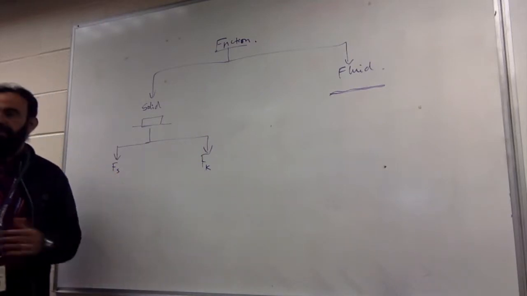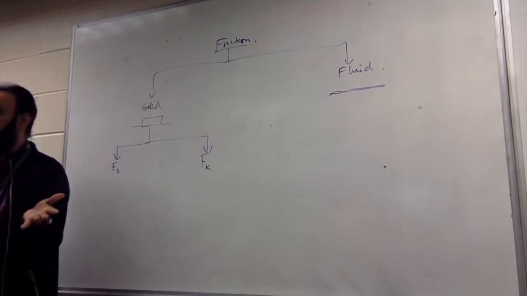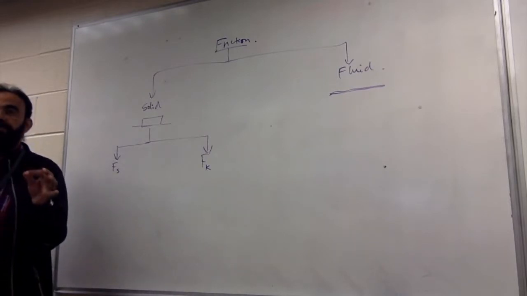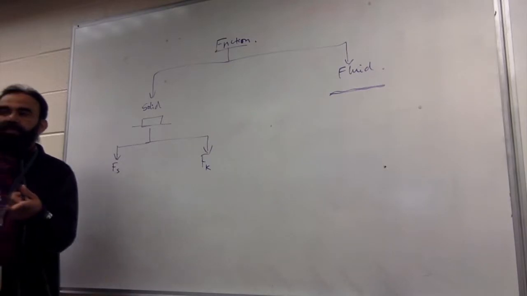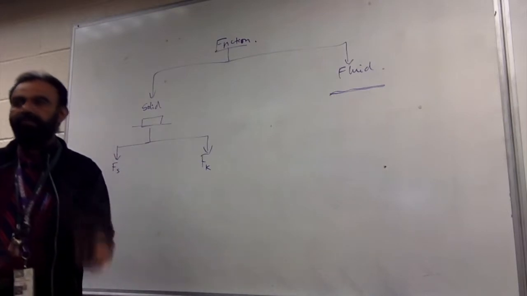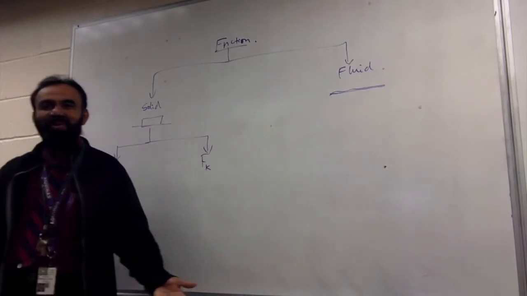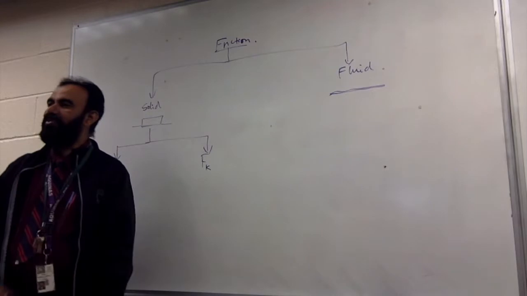So static friction can take different numbers. Can static friction be 0? Yes, no? No. What's the static friction on the book right now? 0. Then why did you say no? The static friction on the book is 0.